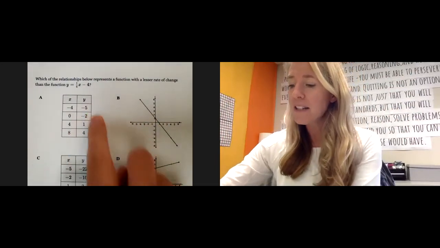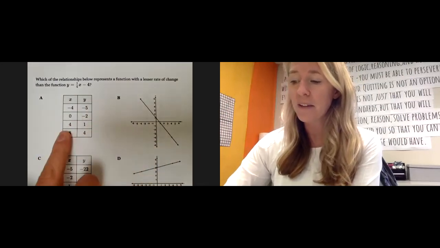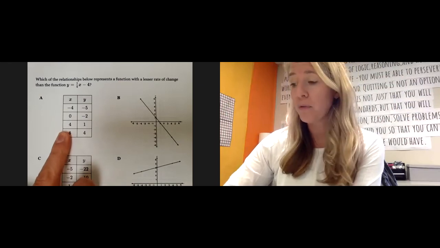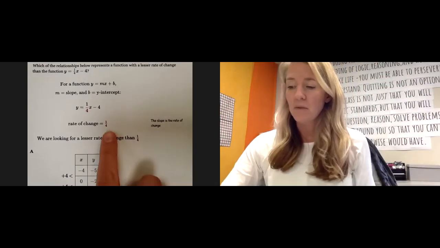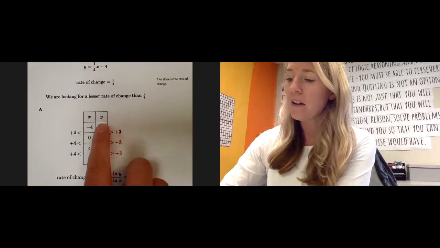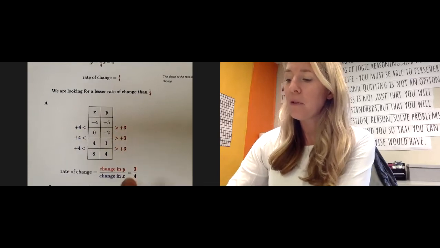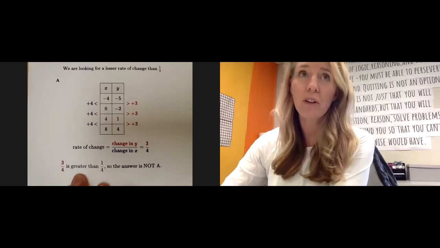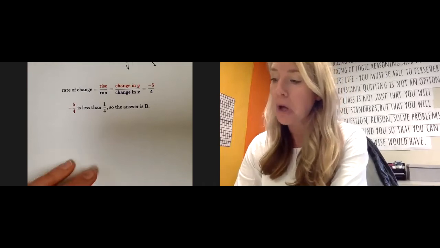Okay, so same idea here. We're gonna look at the change in our y's over the change in our x's and see if it's greater than or less than 1/4. We're gonna do the elevator over the run. So if we do that, comparing to 1/4 again here. On A, we bump up 3 each time, we bump over 4 each time, 3/4. That's bigger than 1/4, right? 3 out of 4 is bigger than 1 out of 4, so it's not gonna be A. Remember, we want something smaller.